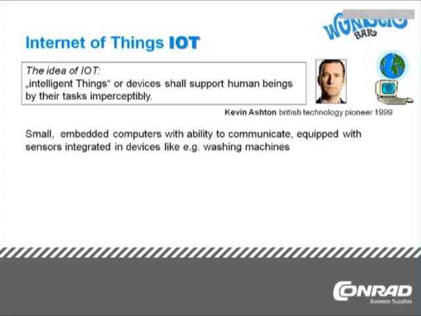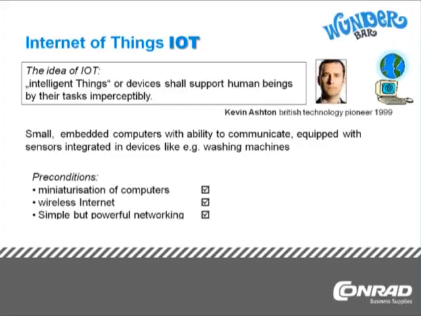Yeah, what do we need? Small embedded computers with the ability to communicate, equipped with sensors, integrated in devices like, for example, a washing machine. Yeah, does it make sense? Is the other question, but you will see after our presentation, you can imagine easily the huge background of this technology and the new product. But there are some preconditions.